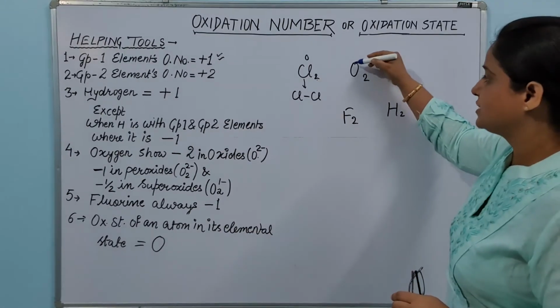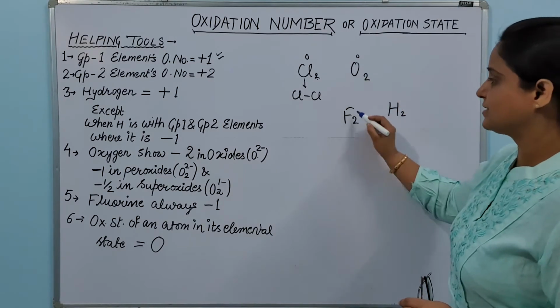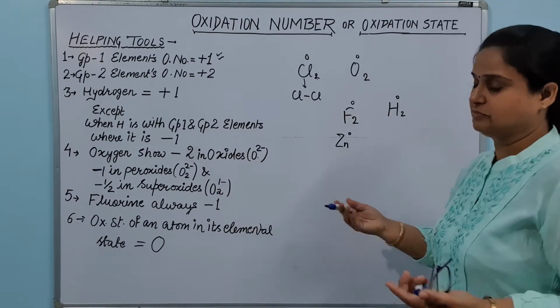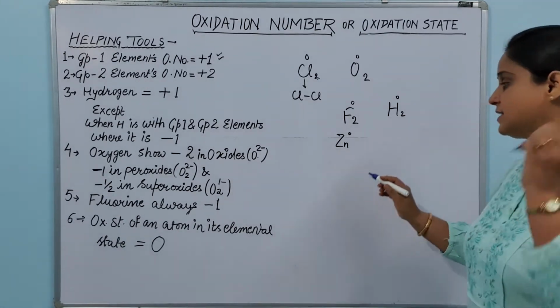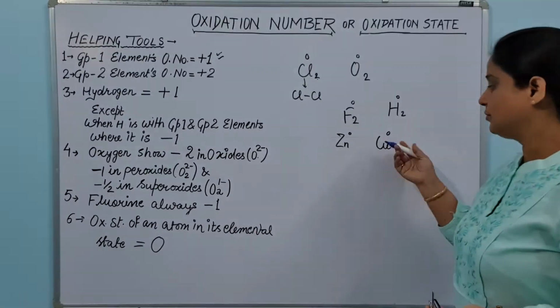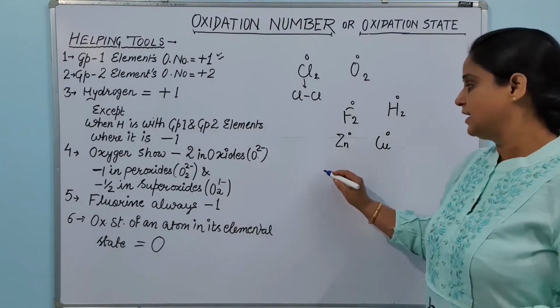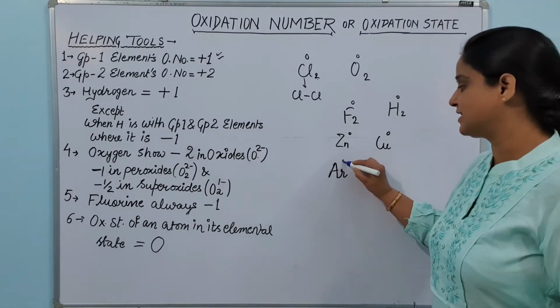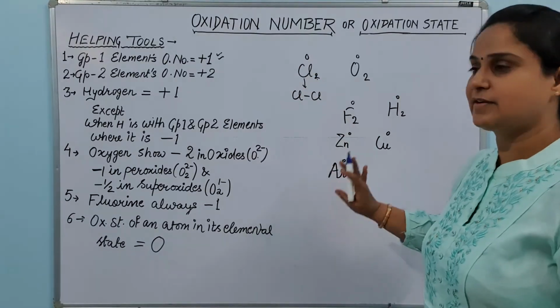In the same way, oxygen molecule 0 oxidation state, fluorine 0, hydrogen 0. If I am writing down zinc, it is 0, it is not combined with anything else. If I am writing down copper, simple copper, 0 because it is not combined with anything else. If I am writing down, suppose, argon, not combined means the oxidation state is 0. So I hope these things are very clear to you.